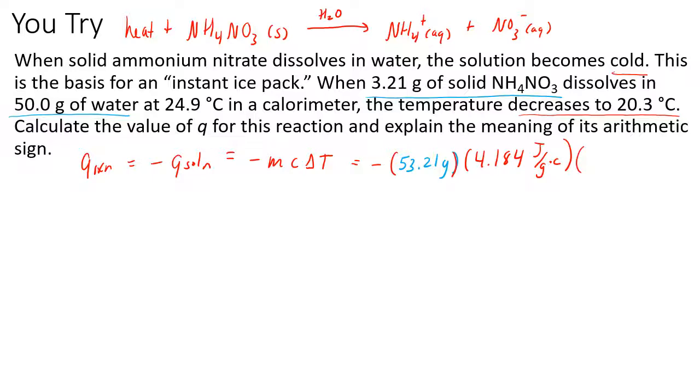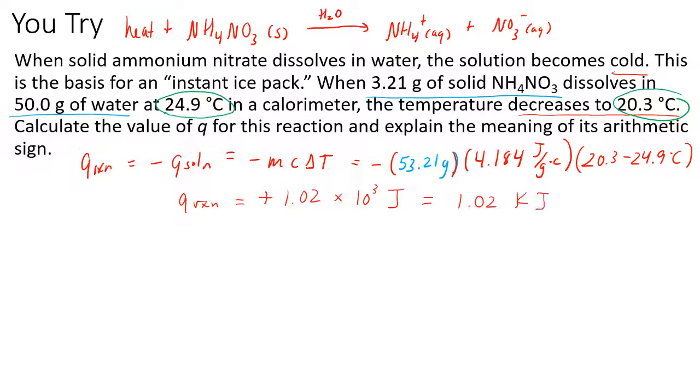And our change in temperature, we still want to take our T final minus our T initial, only this time our T final is 20.3 degrees Celsius and our initial is 24.9 degrees Celsius. So 20.3 minus 24.9 degrees Celsius. The heat of our reaction is going to be a positive value this time, and we'll get 1.02 times 10 to the third joules, or we can say 1.02 kilojoules if we divide by 1,000.